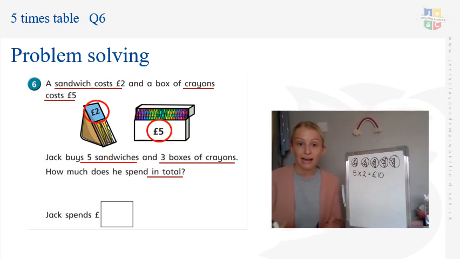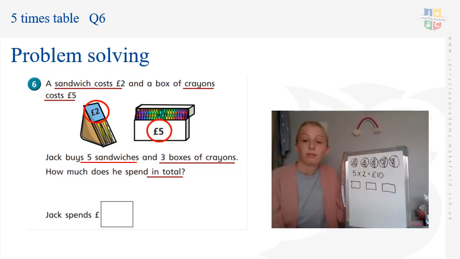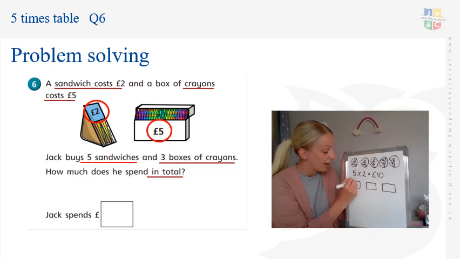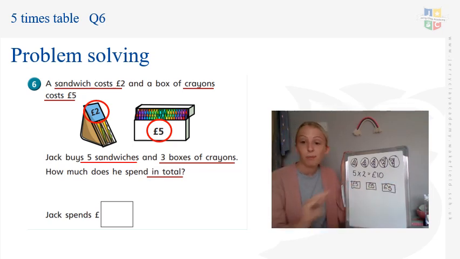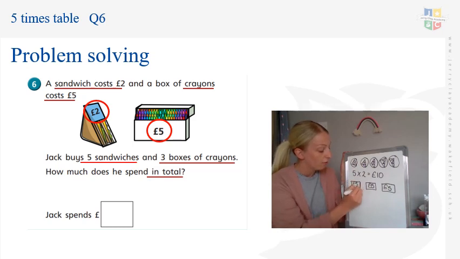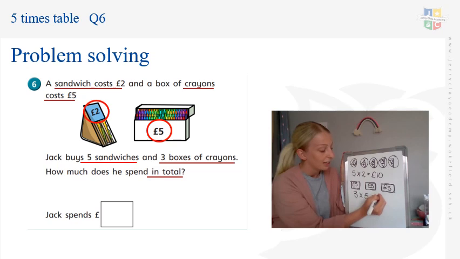But Jack also buys 3 boxes of crayons, so I need 3 crayons. So 1 box of crayons, 2 boxes of crayons, 3 boxes of crayons, and each box of crayons costs £5. So £5, £5, £5. Okay. Now each box represents 1 group. So I've got 1 group of 5, 2 groups of 5, 3 groups of 5, which is the same as writing 3 times 5. And then I can count in 5s to find the total. So 5, 10, 15. So that crayons cost £15.